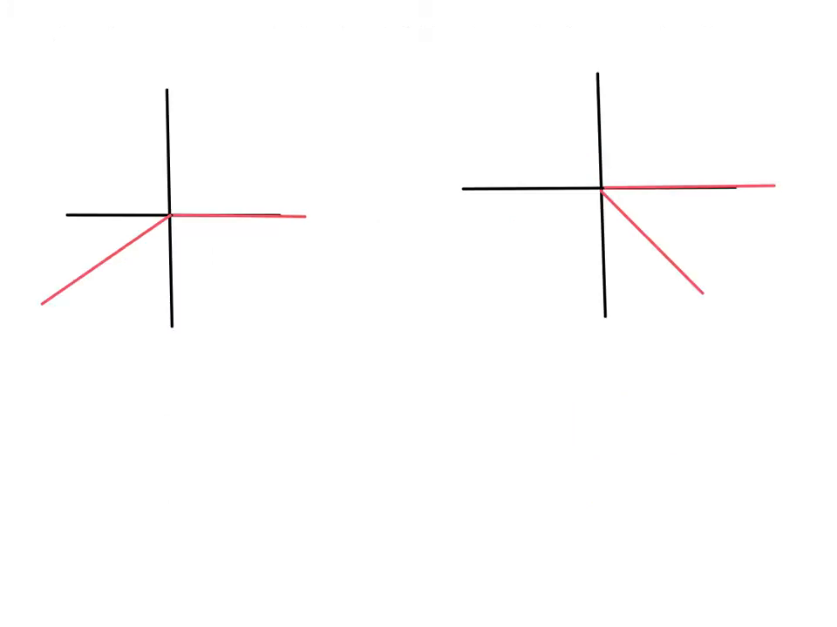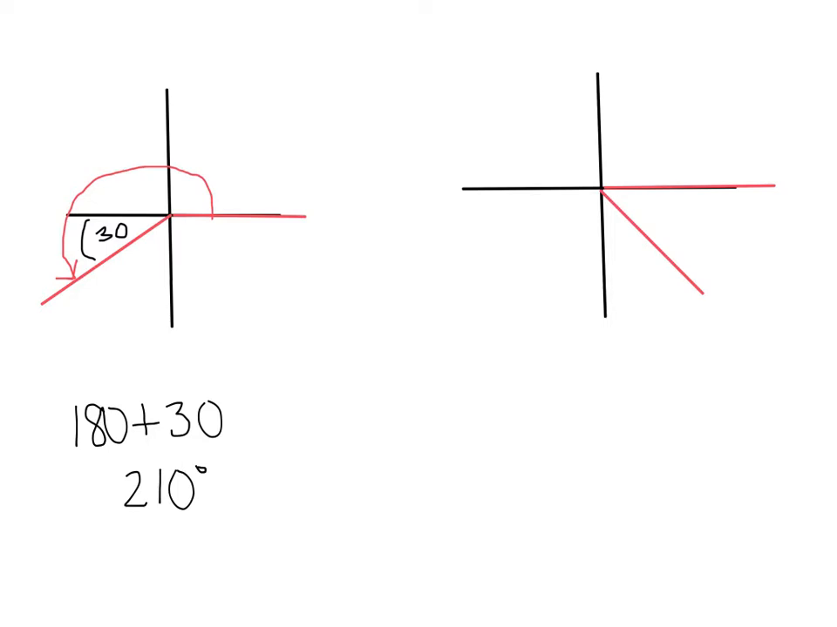So let's find quadrant 3. Say the reference angle is 30 here. How would I find the entire angle, from the initial side to the terminal side? Do you agree from here to here is 180? Add 30 more. So 180 plus 30 would be 210. That would be the measure of that angle.